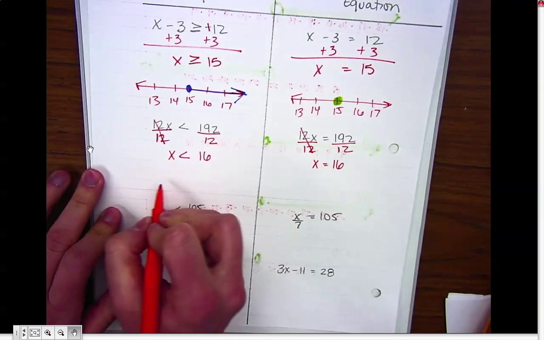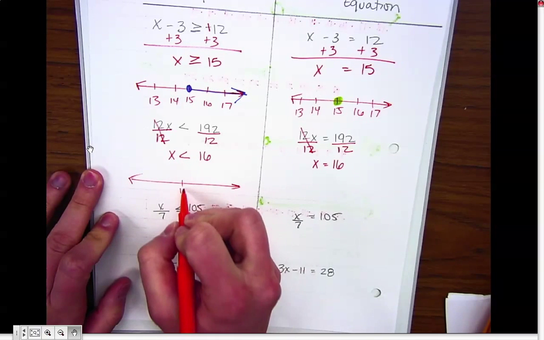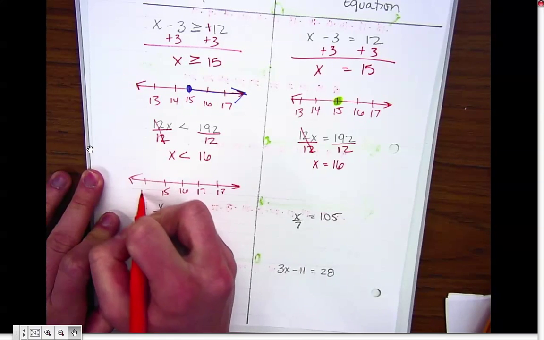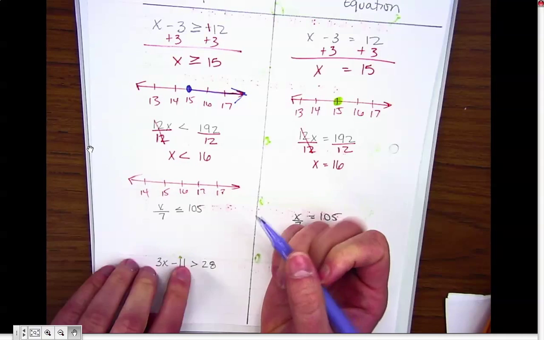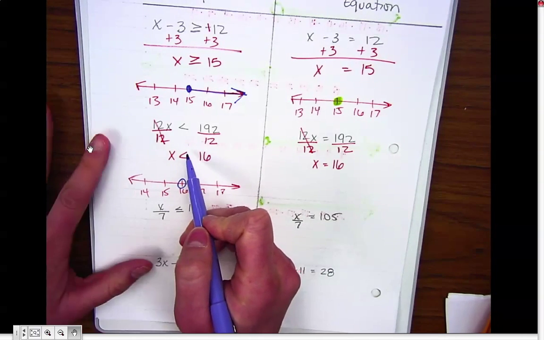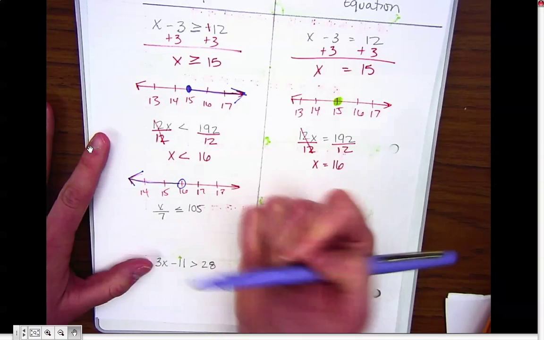To graph this, I'm going to put 16, 17, 18, 15, 14. I'm going to put an open circle, because there's no line underneath of it, at 16, and it tells me x is everything less than. All right, so I'm going to go to everything smaller.